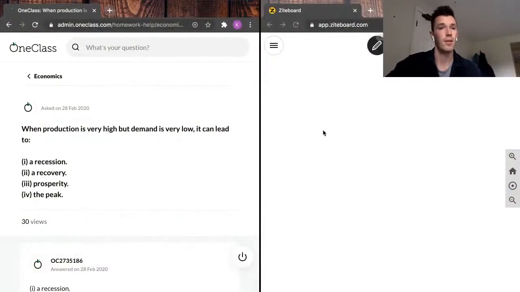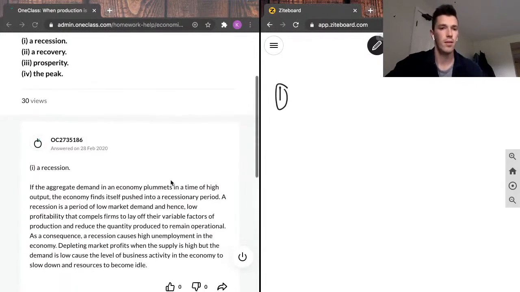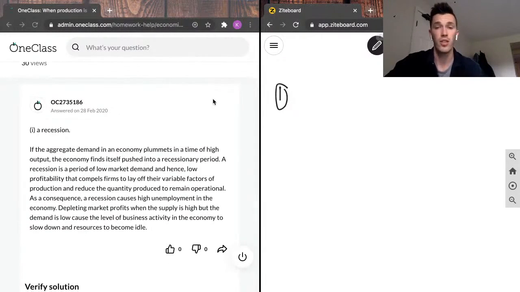What I'm going to do is read the original answer that the junior tutor has written, and then I'll follow along, hopefully with a drawing or some further explanation, and let you know what the correct answer was. So without further ado, question 1 reads: when production is very high, but demand is very low, it can lead to, and the potential answers are 1, a recession, 2, a recovery, 3, prosperity, and 4, the peak. As you can see, the correct answer here is 1, a recession.